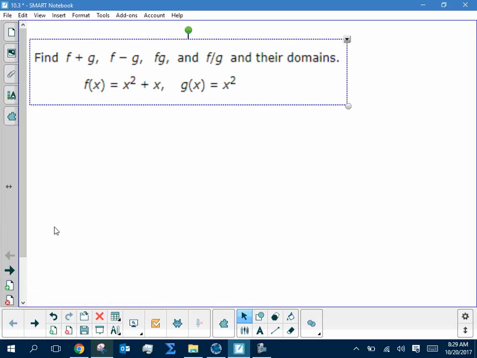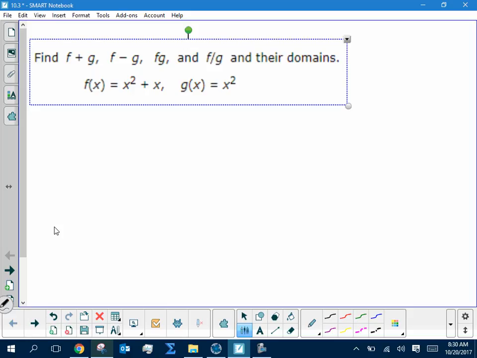All right, so it's number 5. Let's go through and we'll do all of it, okay? In case you're having issues with any of the domain stuff, or any of the 4 operations that we do, you can see how we should address that in these questions. So let's find f plus g, f minus g, f times g, and f divided by g.